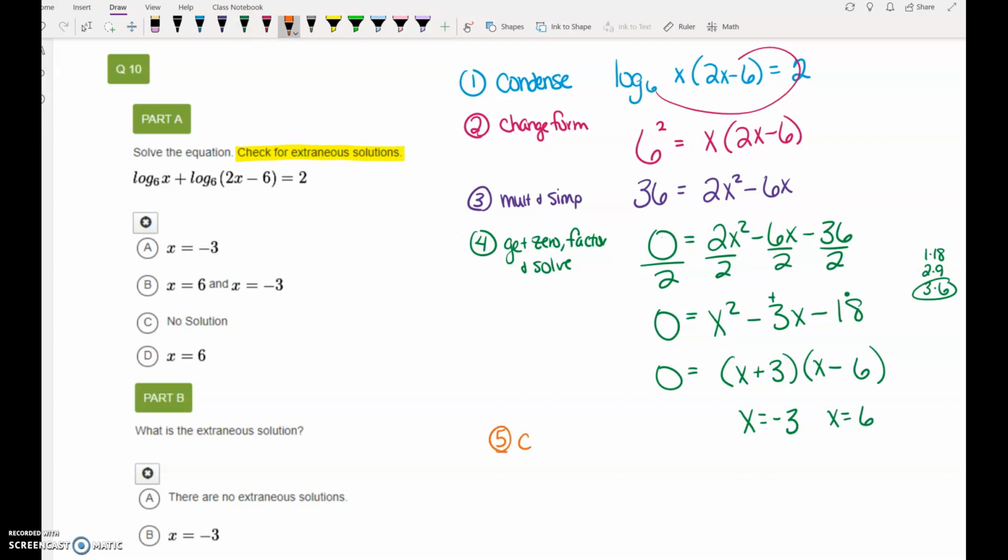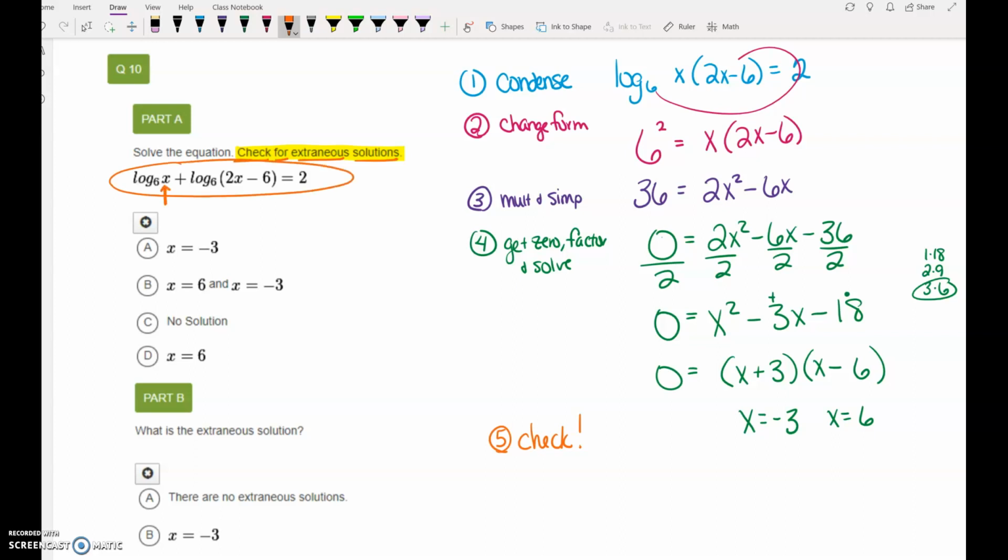Your final step is to check those solutions. It says specifically check for extraneous solutions. That's not going to specifically be in the directions if there wasn't a chance that one of these doesn't work. When you check, you have to go back to the original equation. So let's try negative 3.